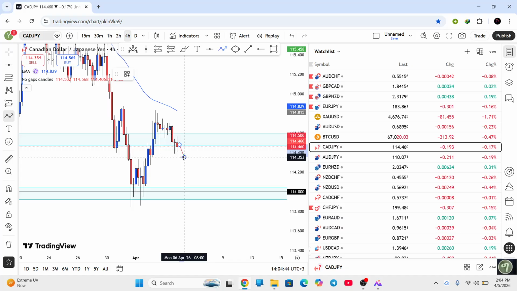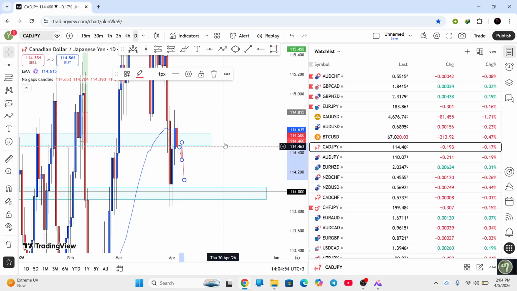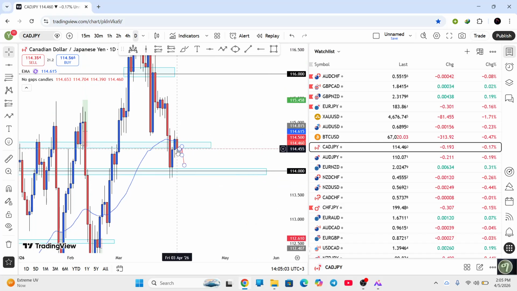Some kind of body closure below the structure would be beautiful. Then wait for the pullback, then take this. It's not bad, okay? I'm not gonna lie. So, hear me out. Again, hear me out, guys. We said it's not bad on the daily because we would love it if it had a strong bearish engulfing from this area. That would be clean for the daily and for the 4 hour also.